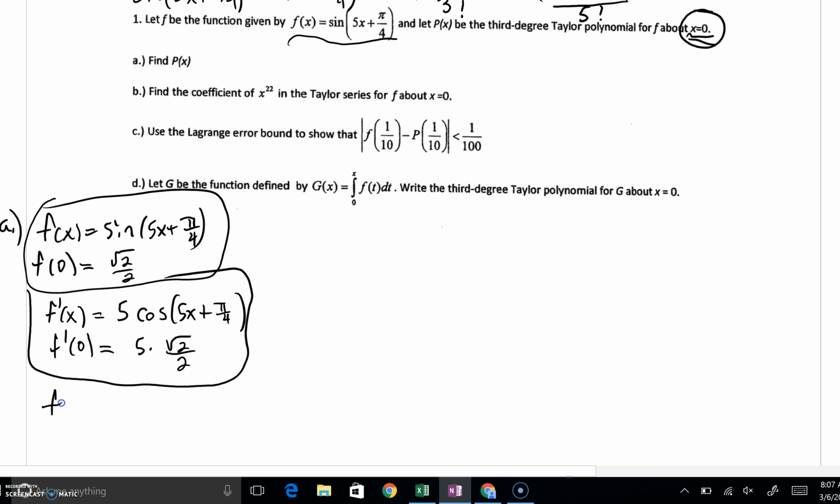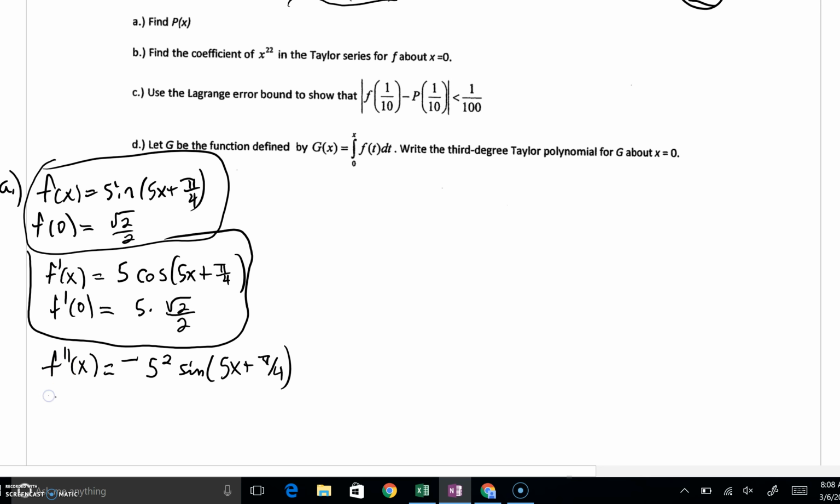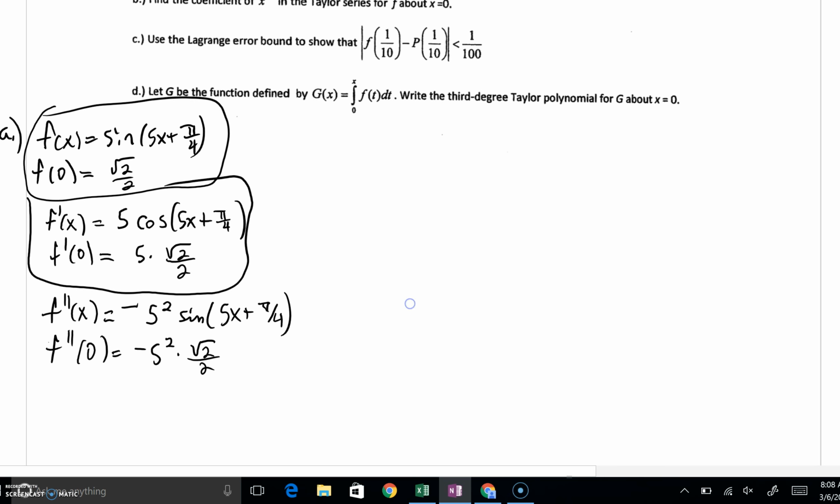Then we're going to take a second derivative here. The derivative of cosine is actually negative sine. So we'd get a negative, another chain rule, we'll have another 5 come on out, and we'll have negative 5 squared sine of 5x plus pi over 4. And you can see as we plug in a 0, we'll be left with negative 5 squared, which of course is negative 25, but the sine of pi over 4 is just going to be root 2 over 2.